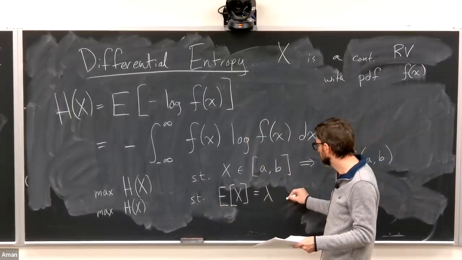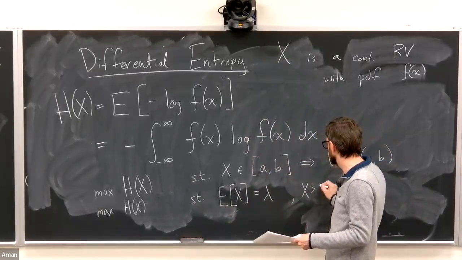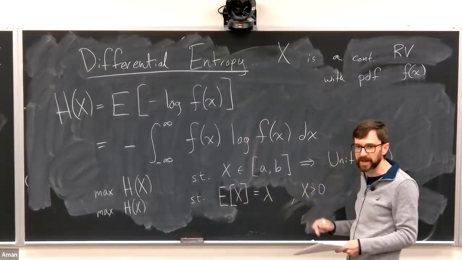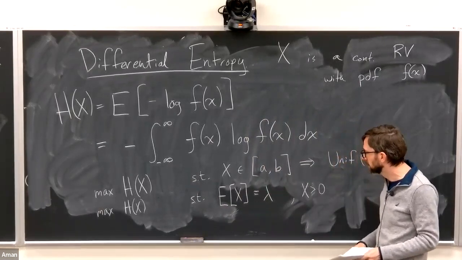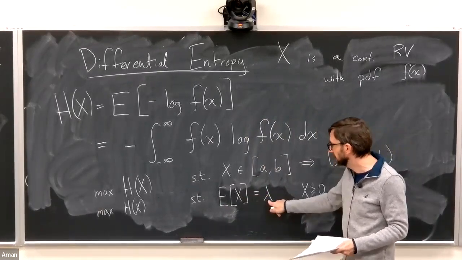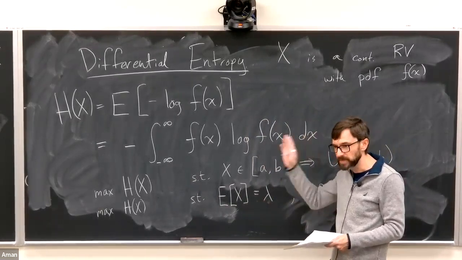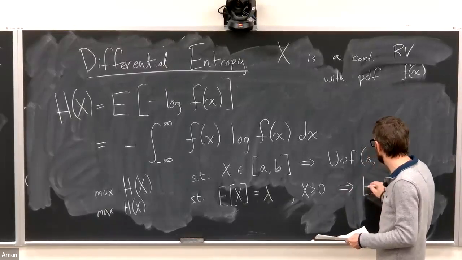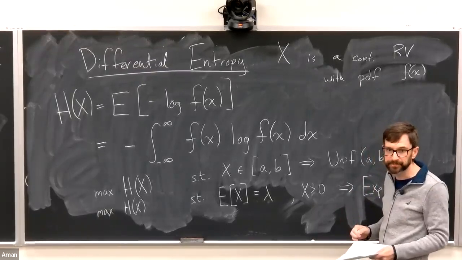Actually, for this one you need to say X is greater than zero, with only the positive half of the real line. If I constrain myself to only distributions with a particular expected value, so mean, if you will, this means that I get the exponential distribution with rate parameter lambda.